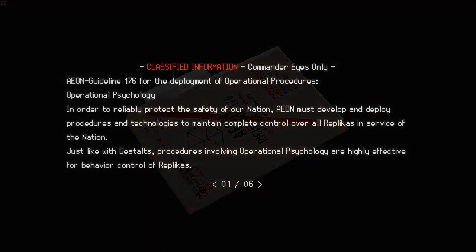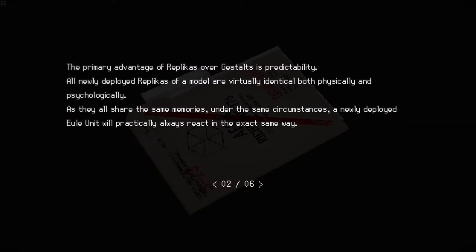It reads as follows. Classified information, commander's eyes only. Aeon Guideline 176 for the deployment of operational procedures, Operation Psychology. In order to reliably protect the safety of our nation, Aeon must develop and deploy procedures and technologies to maintain complete control over all replicas in service of the nation. Just like with Gestalt, procedures involving operational psychology are highly effective for behavior control of replicas. The primary advantage of replicas over Gestalt is predictability. All newly deployed replicas of a model are virtually identical, both physically and psychologically, as they all share the same memories, and under the same circumstances, a newly deployed Yule unit will practically always react in the same way.